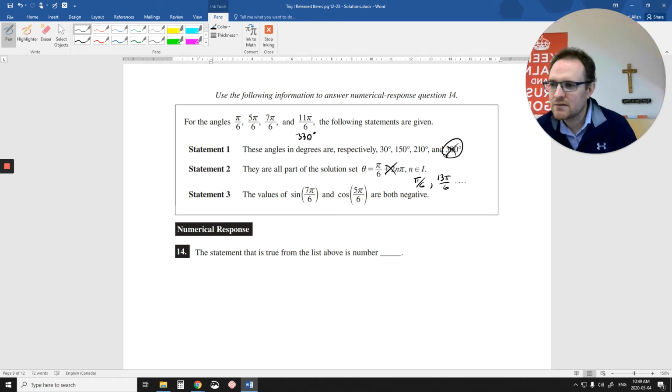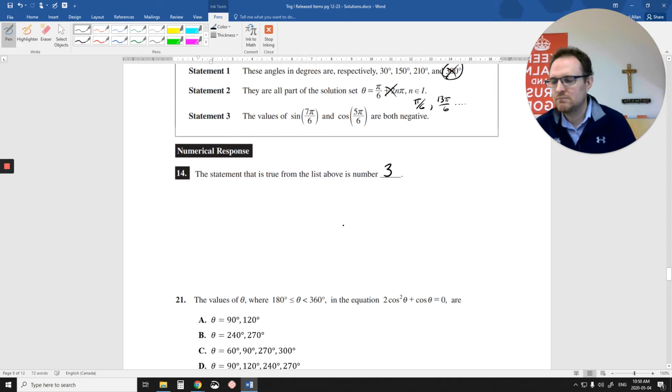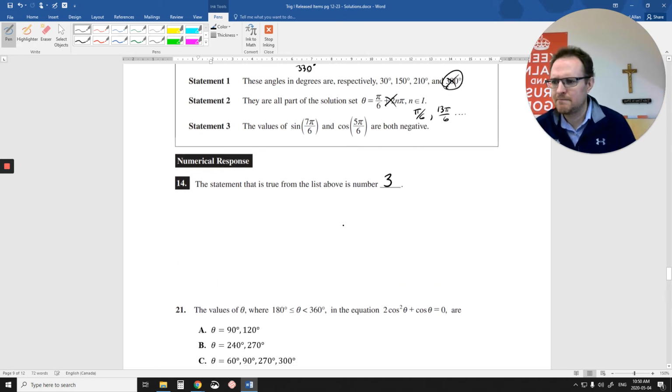Are they both negative? So my calculator here is in degrees. So 7 pi over 6 we decided was 210. So sine 210, negative half. Awesome. Cos 150, because that's 5 pi over 6, is negative. Yep, they're both negative. That's just the easy way. You could do it like a unit circle. I don't see why you'd do that.